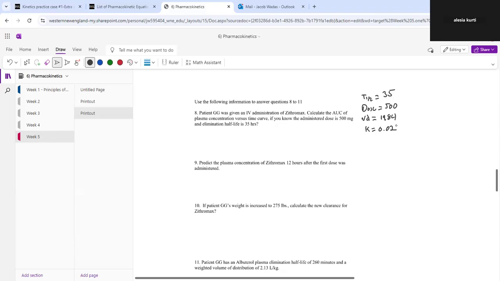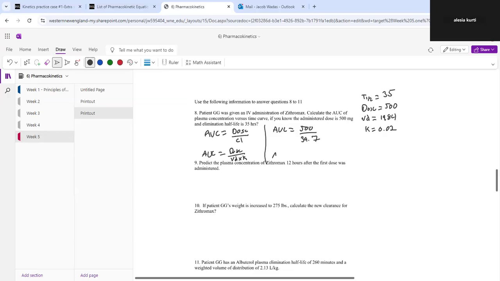So look on the worksheet. Yeah, I think we calculated clearance above, right? So the equation we're gonna use is AUC equals dose over clearance. But if we didn't have clearance before, it would just be AUC equals dose over VD times K. So the dose is gonna be 500. Then what did we calculate for the clearance above?